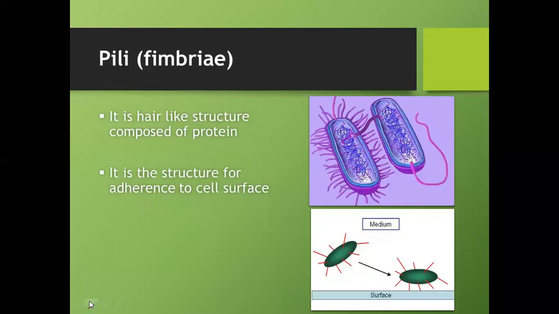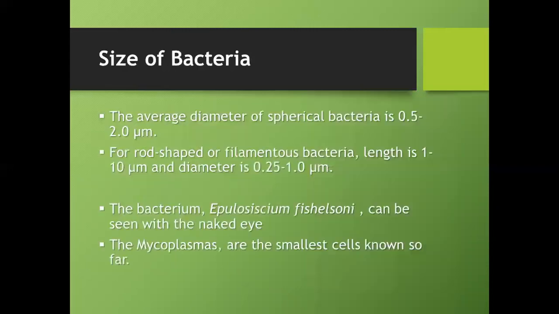Then we have pili. These are hair-like structures that are found on the outer surface, and they're normally composed of proteins. The structure is mostly built for adherence on the cell surface. So when the bacteria is coming onto your surface, for example the mucosal surface or the skin or whatever, the structure that helps it to settle down, adhere and attach is mostly the pili, or what they call the fimbriae. So that is basically one structure.